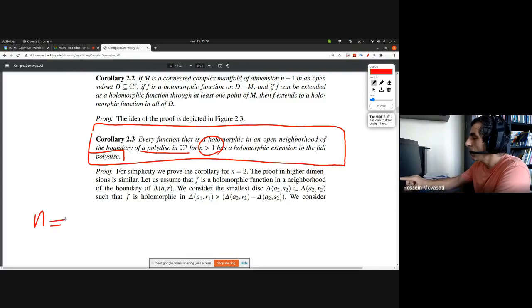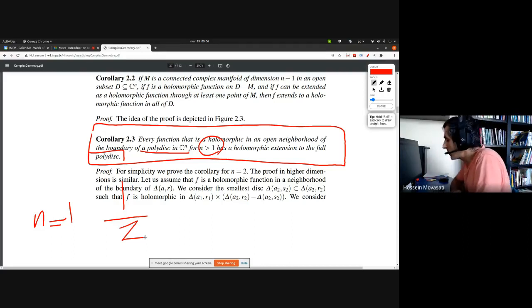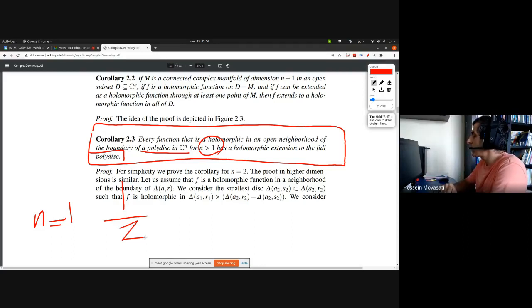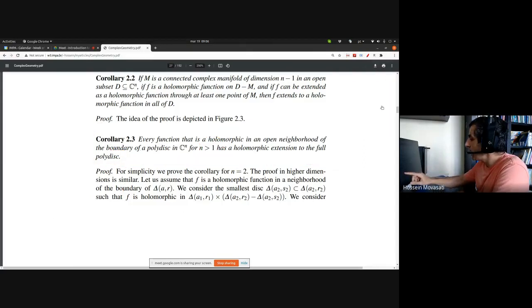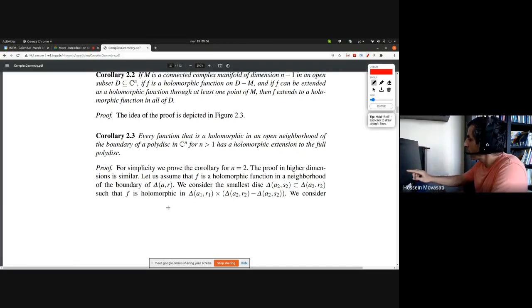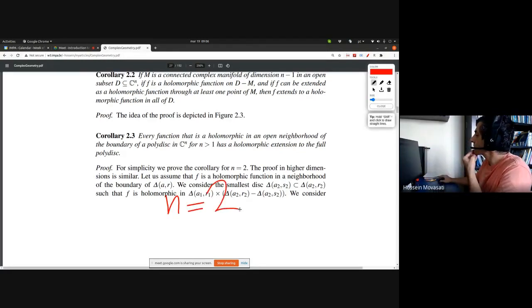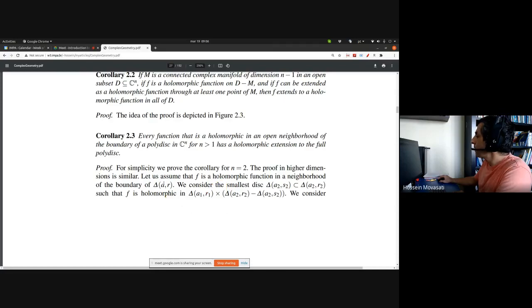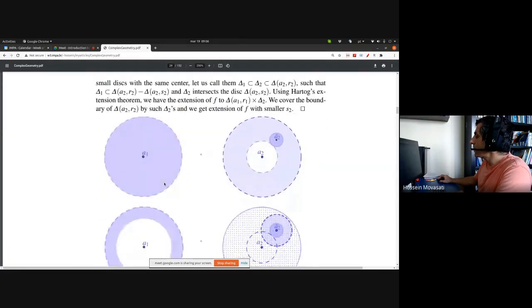In n equal to 1, it's not valid because we have functions like 1 over z, which are defined in a neighborhood of the boundary of the disk, but they do not extend to z equal to 0. Anyway, for simplicity, we will take n equal to 2, and the proof can be simply done for higher dimension. I will try to explain the proof in pictures.